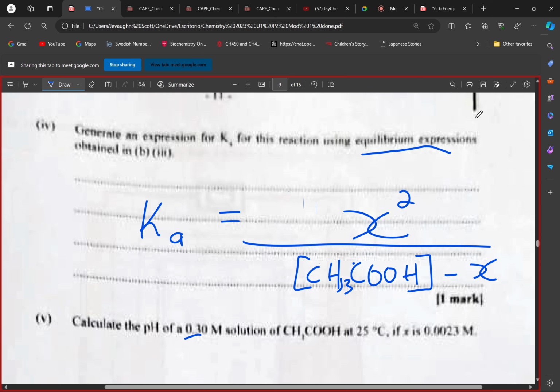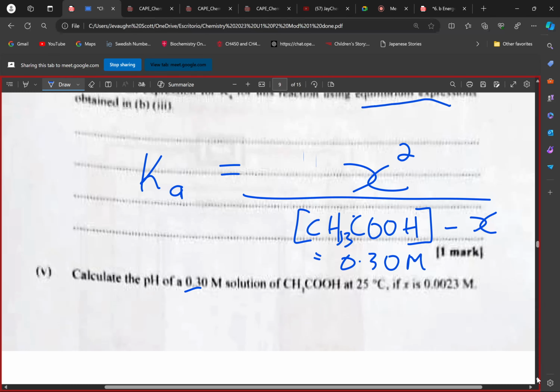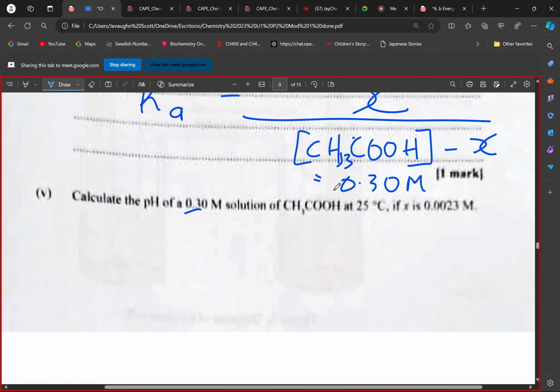So if you use the expressions obtained up there with the x's in the table, then this is what this expression would look like. Why I keep this and not put the 0.30 molar is because this is literally the same thing. Alright, so up there, let's say that now we have to calculate the pH of this molar solution at 25 degrees Celsius if x is that.